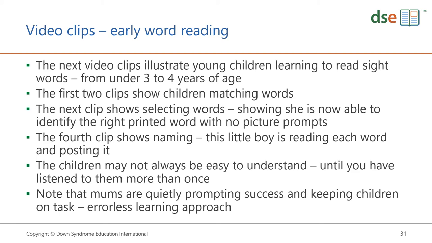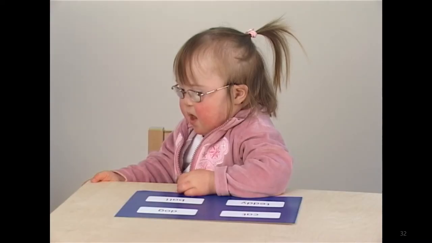If a child's about to make a mistake, we will move the card forward so they pick up the right one or point to the right one. We don't say, no, that's wrong. We're quietly prompting success and trying to keep them on task. And that's partly what we referred to in some of the introductory slides. We think it is an important approach. And again, it's described in the instructions for action.